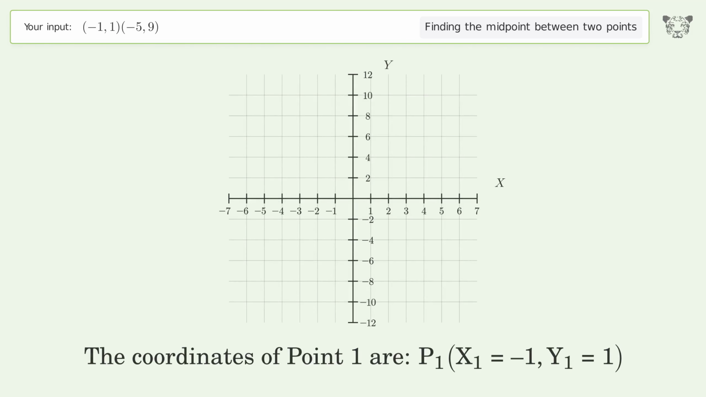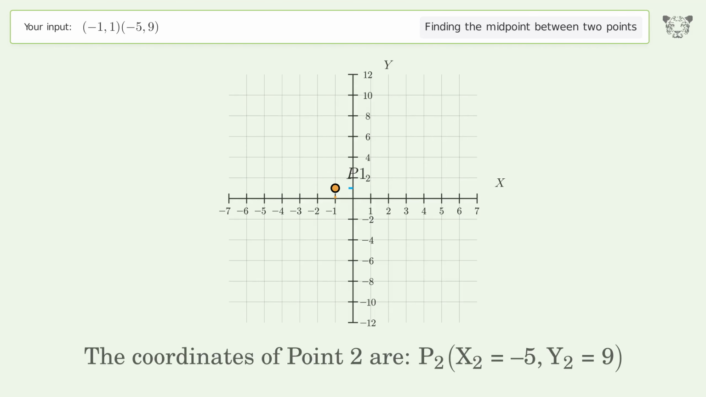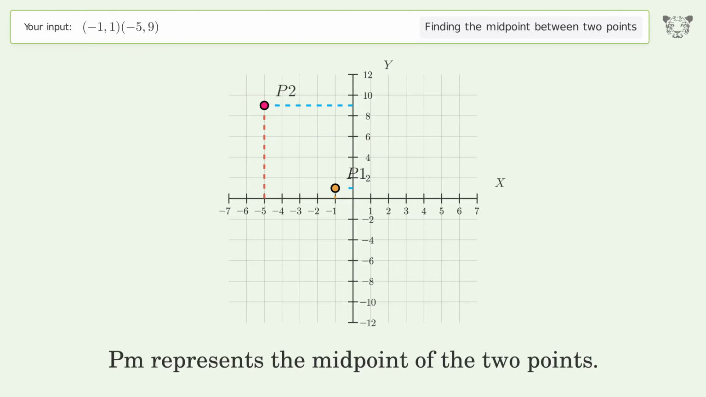The coordinates of point 1 are x1 equals -1, y1 equals 1. The coordinates of point 2 are x2 equals -5, y2 equals 9. PM represents the midpoint of the 2 points.